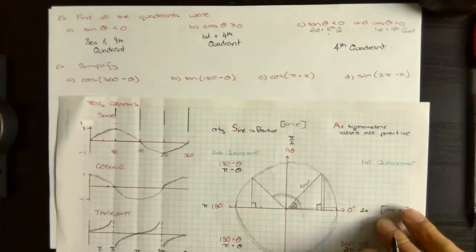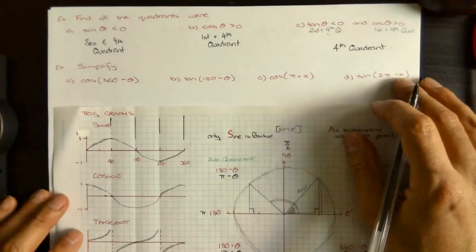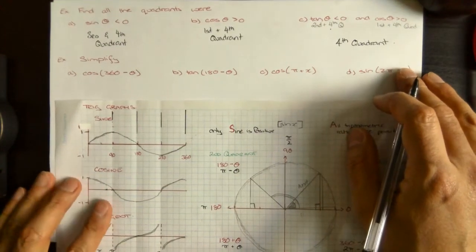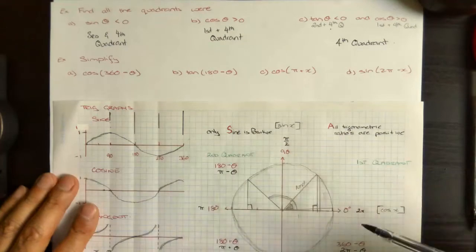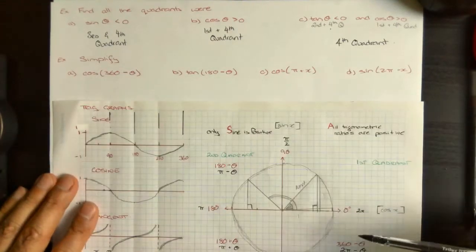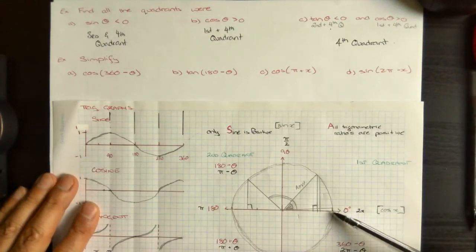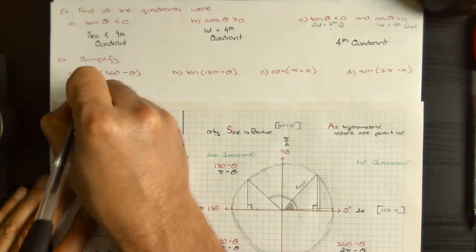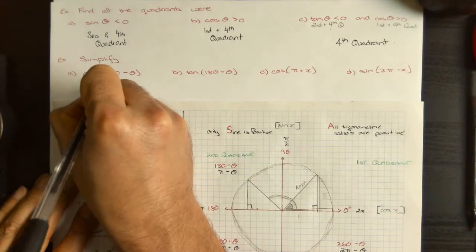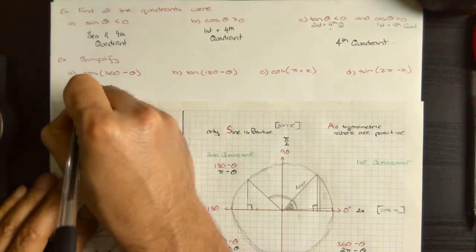Okay. All right. We want to simplify. Where is cos 360 minus theta? So where is 360 minus theta? So 360 minus theta is this quadrant here, and cos is going to be positive. So cos theta is greater than 0, or it's going to be positive.